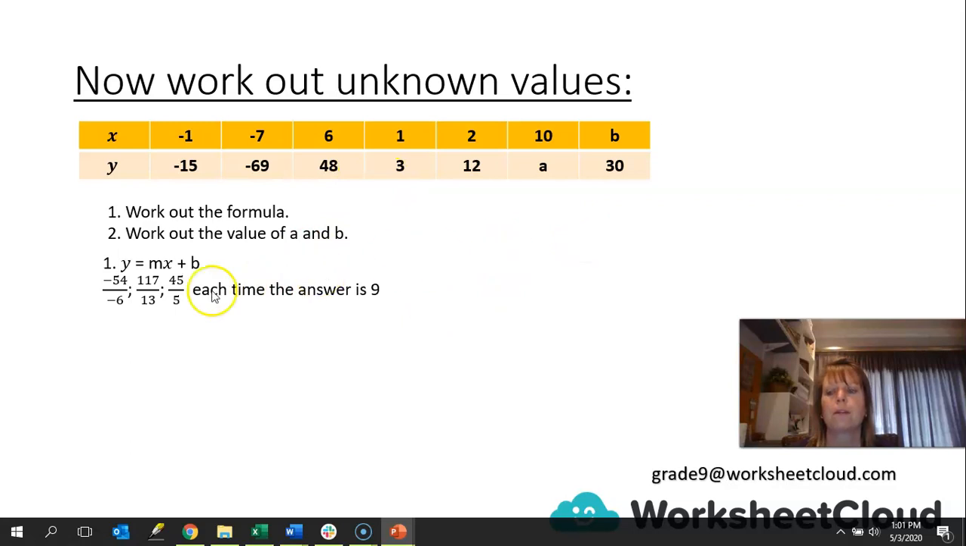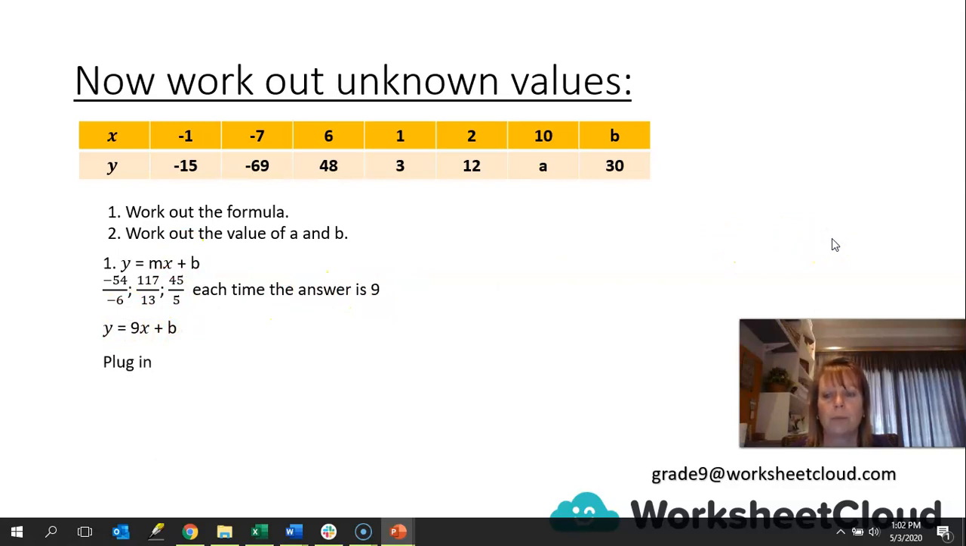All right. So the difference each time is 9. Not the difference, sorry, the answer. Minus 54 divided by minus 6 gives me 9. 117 divided by 13, you can work it out on your calculator. It is 9. 45 divided by 5 is 9. Minus 45 divided by minus 5 is 9. Same thing. All right. So y is equal to 9x plus b. So the m value is 9 as we've worked out here.